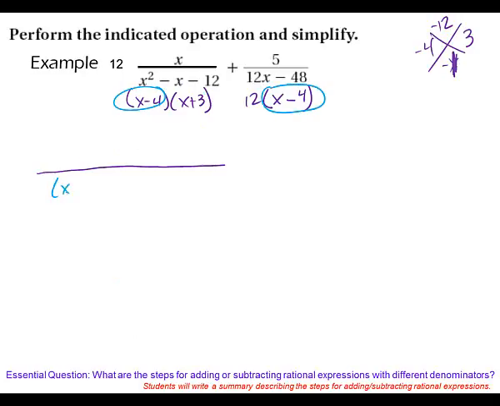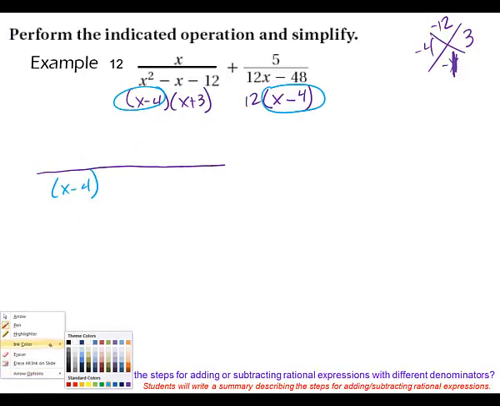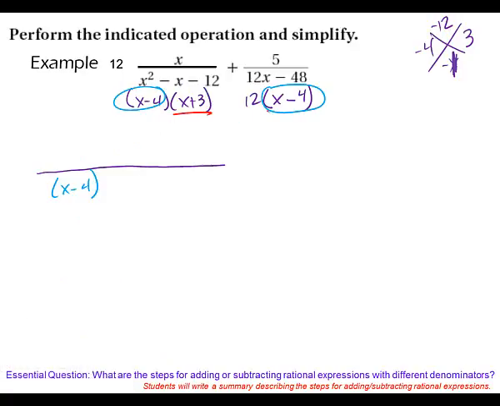So we've got x minus 4. And then I would underline in red everything that's left behind, which is the x plus 3 and the 12. I'm going to throw the 12 in front and the x plus 3 behind.